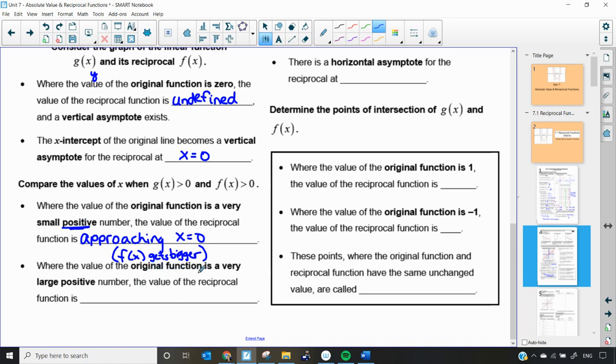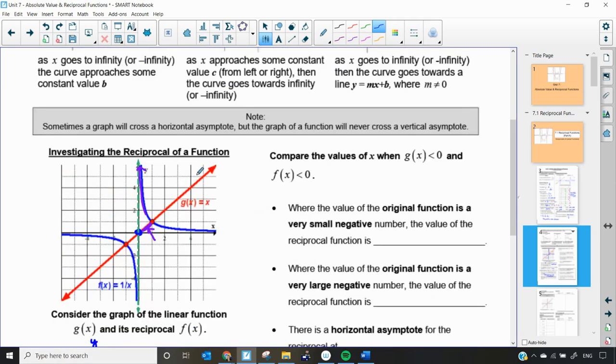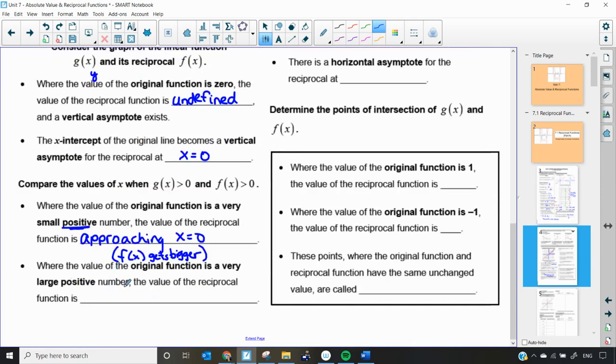Now, where the value of the original function is a very large positive number, the value of the reciprocal function is getting smaller. So if we take a look, as this graph continues to get bigger and bigger and bigger, as those y values are getting bigger and bigger and bigger, notice the reciprocal function is getting smaller and smaller and smaller. And so it's approaching y equals 0. In other words, that reciprocal function is getting smaller.